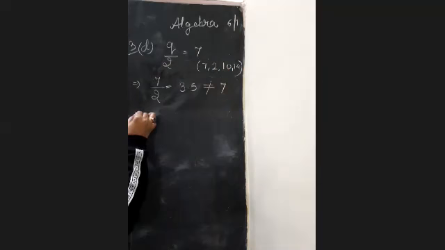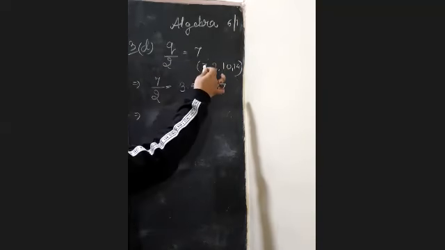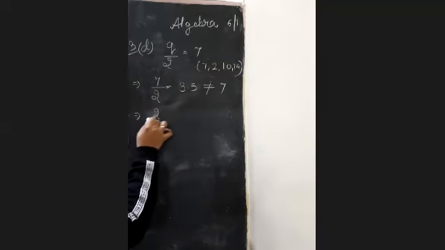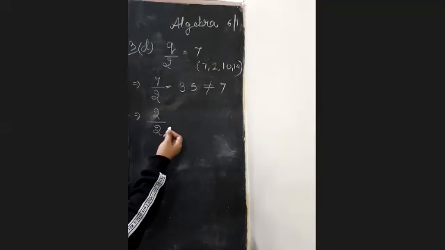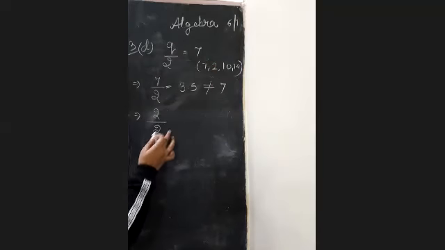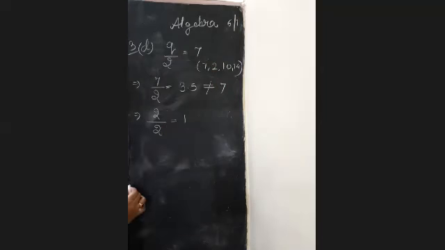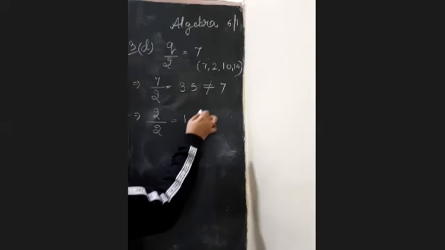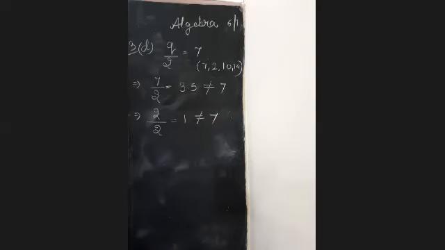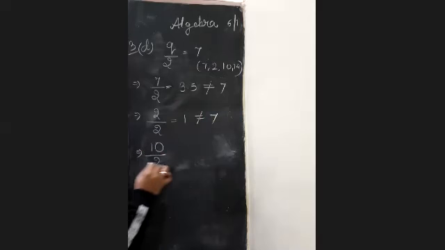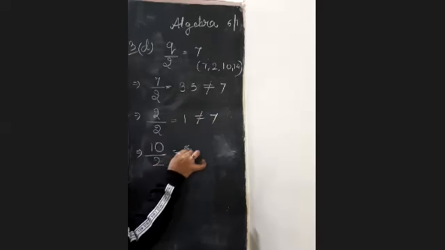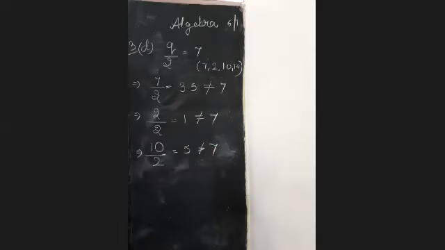Now moving on to the second value. In place of q we put 2, so it will be 2 by 2. When we solve 2 by 2, the same number divided by the same number, the answer will be 1. But it should be 7. It means it is also not equal. Now let us put the third value, that is 10. 10 upon 2 comes 5. But it should be 7, which is not equal.